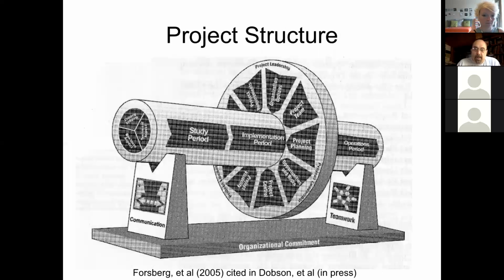And when you put the two together, this is how it works. So the project leadership and all those tasks that project leaders perform then fit together or create the conditions under which the project itself can proceed. And of course, the underlying principles are principles of communication and teamwork, naturally. And it all has to happen in a climate of organizational commitment. So this is, I think, a useful way of thinking about projects. It is relatively new.